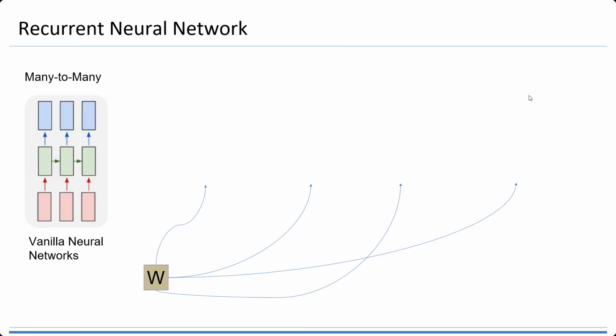Okay, I'm going to explain about many to many. In the previous example, we had one to one, but how if we apply many to many? Many to many means we have an input and then we have an output. And when we have another input, we will directly give the output. When we have an input, we will have directly an output.